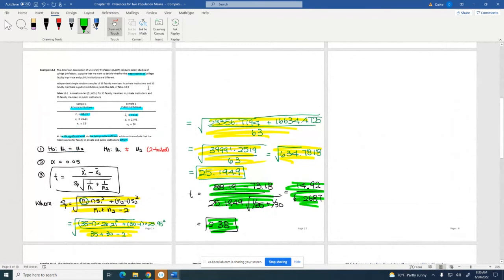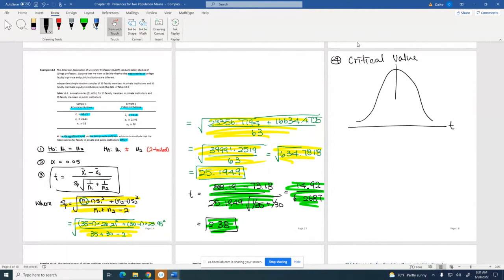What next? Critical value, step 4. In step 4, we need a critical value. Remember, we have to get the critical value from the t-table, from the t-distribution where the mean equals 0, right? We plug in the alpha, the significance level. How much?